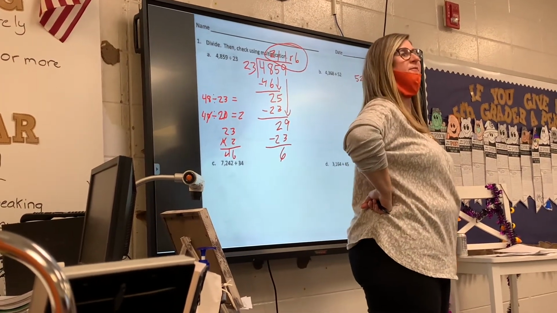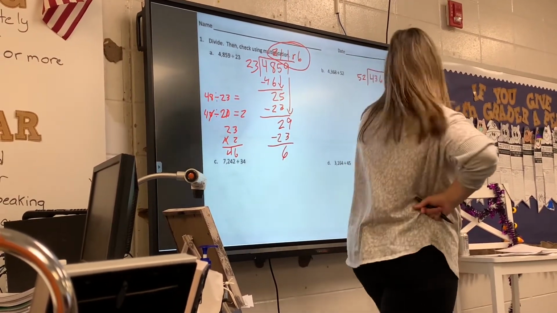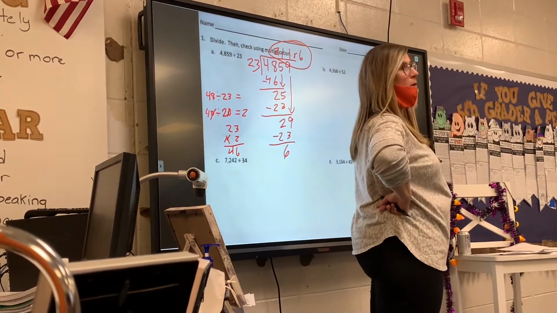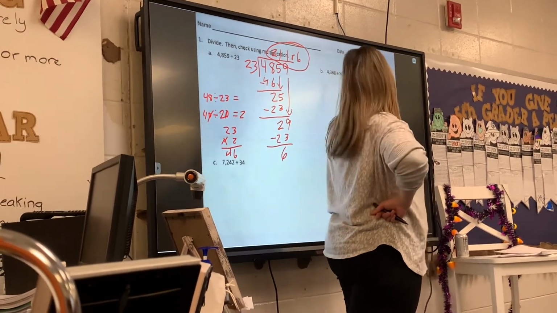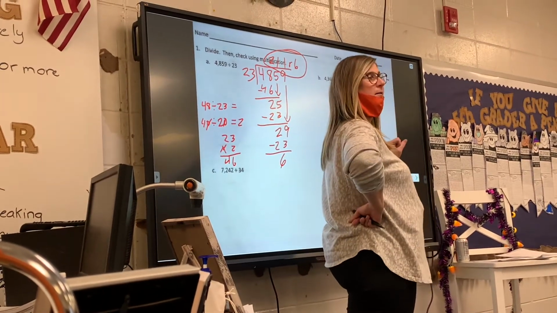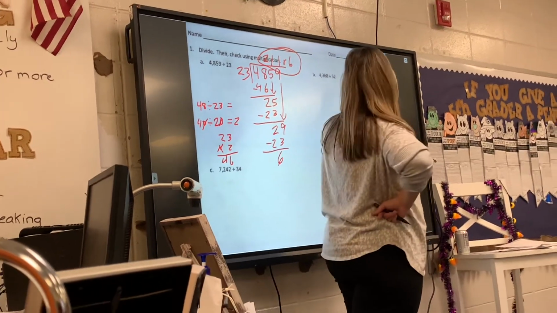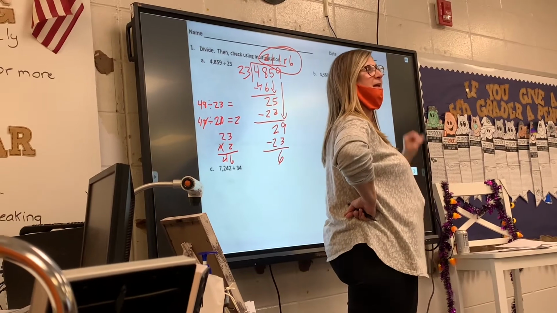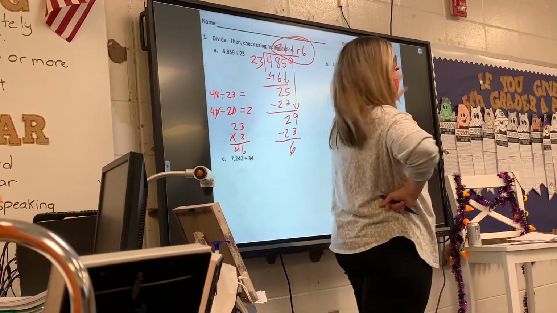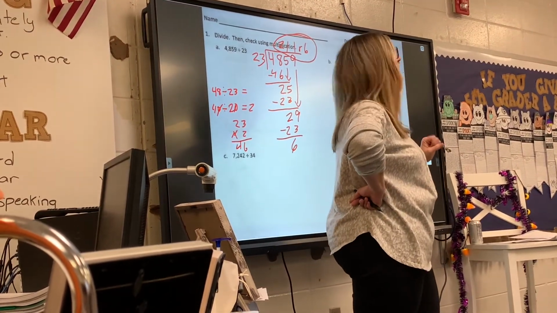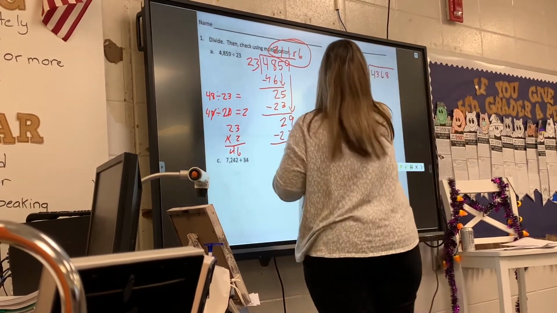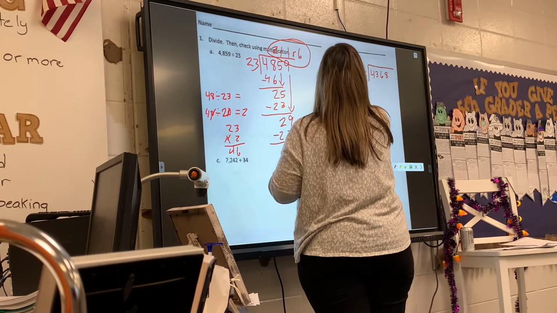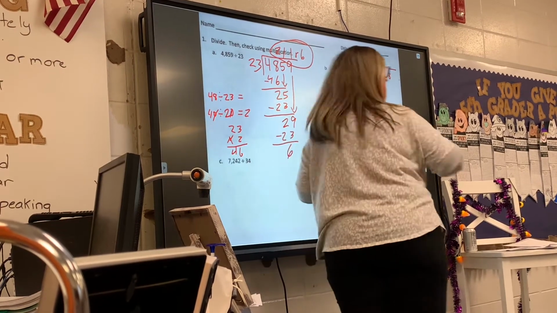Okay, what's the first thing I've got to decide? If I'm going to break apart this number or not, right? Okay, can 52 go into 4? No. Can 52 go into 43? No. Can 52 go into 436? Yes. Why can't 52 go into 43? Because it's too big. Okay, so what's my new problem? 436 divided by 52. Write that down.